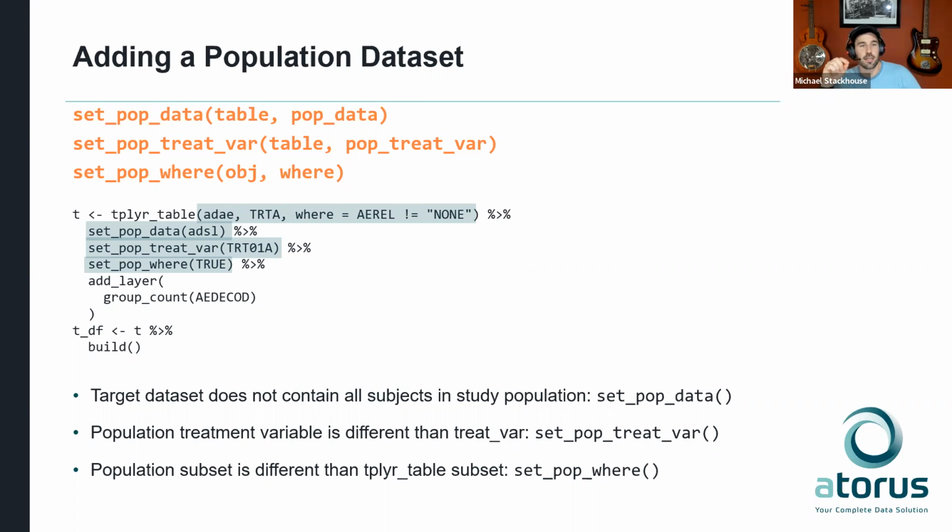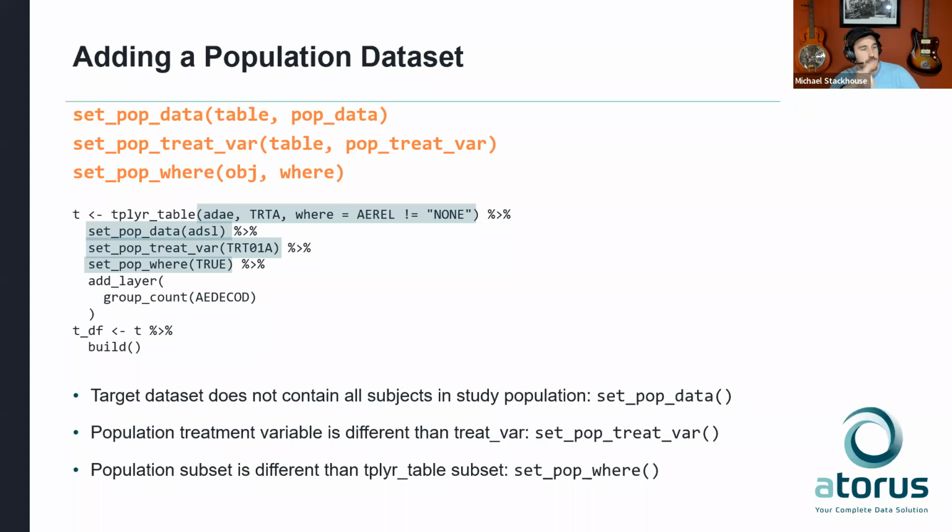And then additionally, if you provide the where statement of AE rel is not equal to none, you only need to provide a set pop where statement if you need to bypass that table level filter. So let's say that the where statement was safety flag equals true. Well, safety flag exists both in ADAE and ADSL, so that will be fine. And then that will pass through.